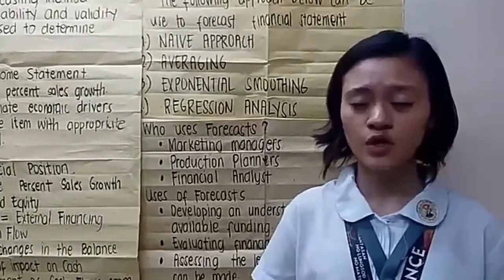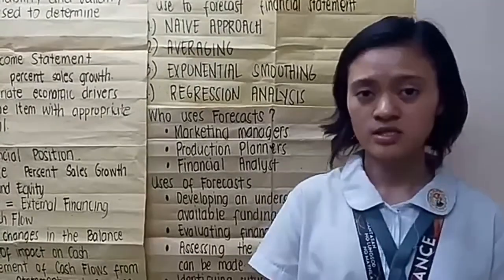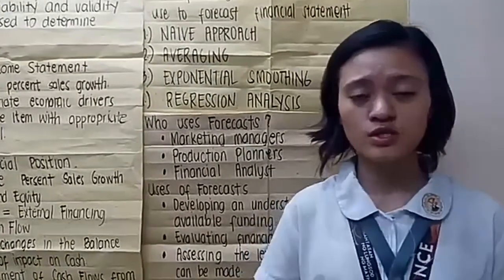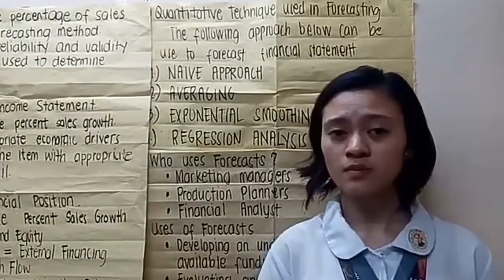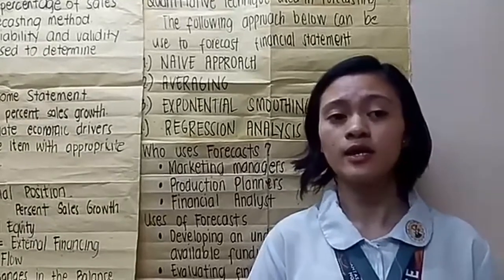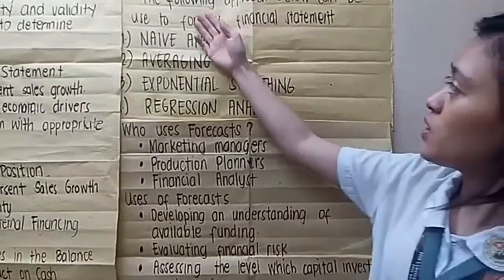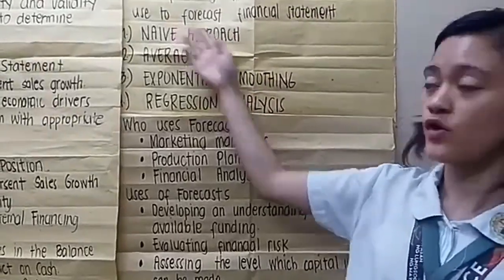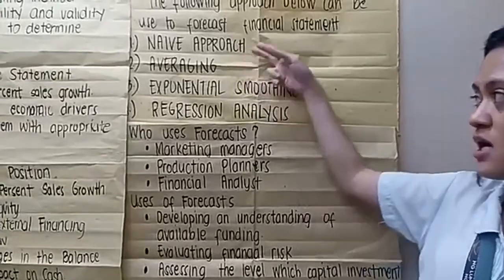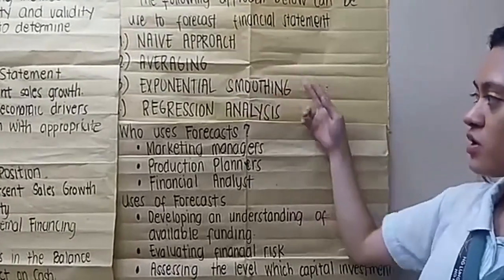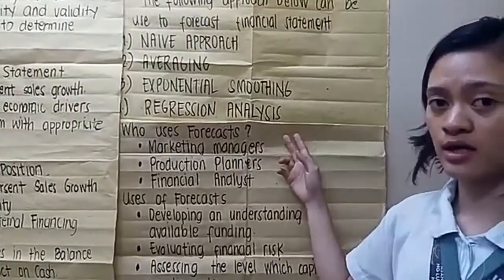Next, I will discuss the quantitative techniques or methods that can be used in forecasting the financial statements. Quantitative techniques are used in forecasting when data across categories and periods are available and can be analyzed to get estimates. So the following approaches can be used to forecast the financial statements. First is the naive approach. Second is averaging. Third is exponential smoothing. And last is regression analysis.